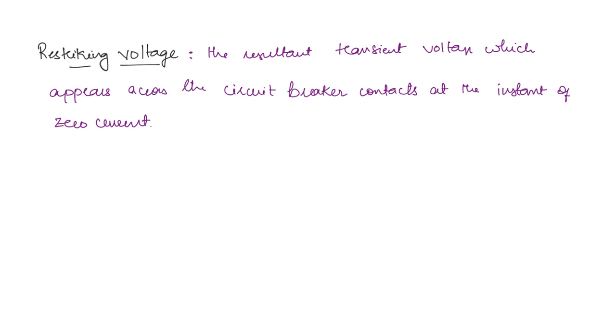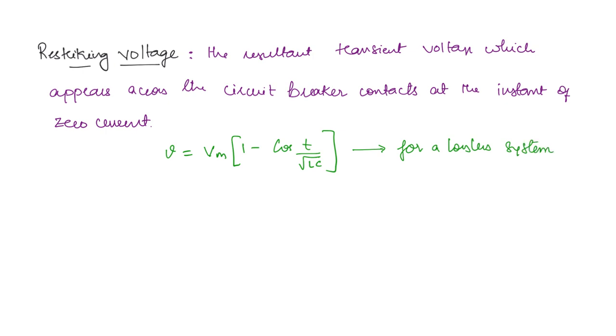So the expression for restriking voltage is V equal to some peak voltage into 1 minus cos t by root LC. So you can see this is actually a sustaining voltage, sustained oscillations, right? But in reality there is going to be resistance and it is going to be a transient value. That means it is going to die out over time. So this expression is for a lossless system. What is the frequency of oscillation here? It is 1 by root LC, because cos omega t usually we write, right? So omega is 1 by root LC.